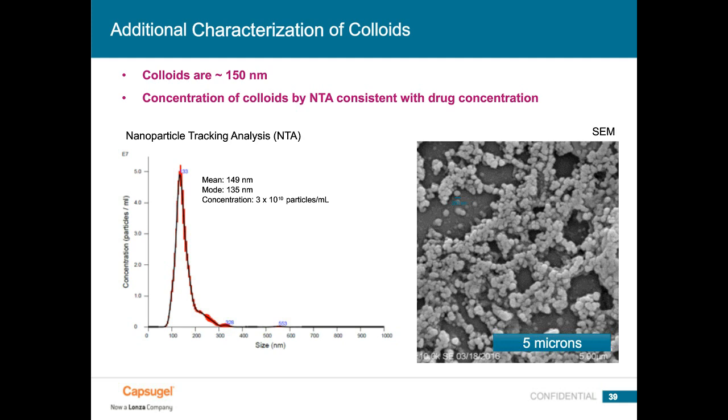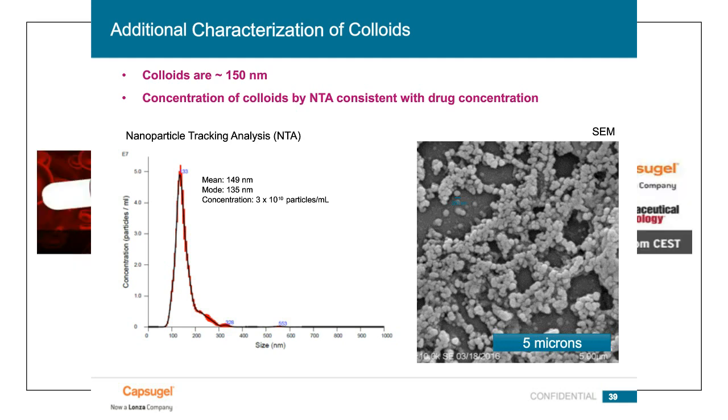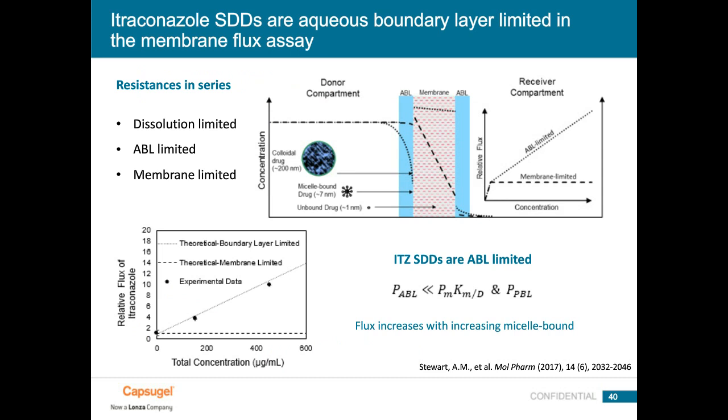So the test that we developed to compare amorphous formulations of Itraconazole was a membrane-based test where the formulation was dissolved into a donor compartment in various intestinal buffers, and the concentration in the receiver phase was monitored. Through a set of tests that are described in the paper highlighted here, we determined that Itraconazole is aqueous boundary layer limited, and therefore the presence of colloidal drug and micelle-bound drug can potentially have a big impact on the rate of permeability, both in vitro and in vivo.